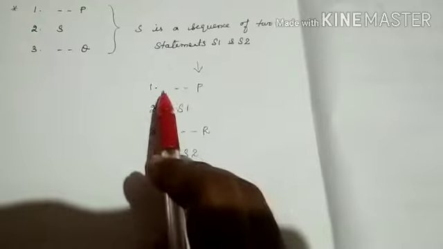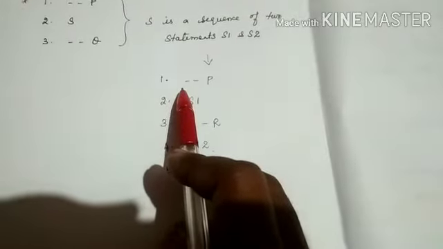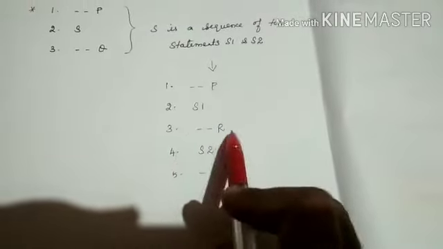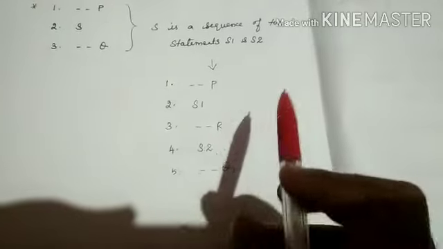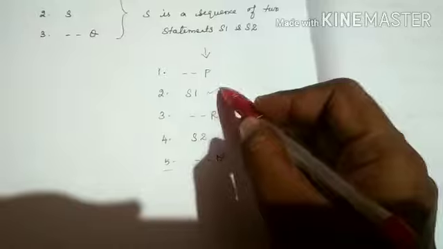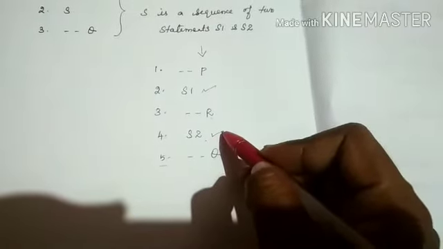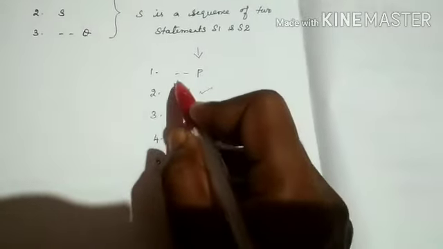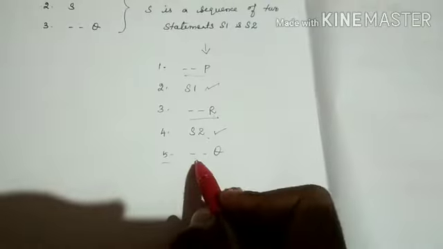This symbol is called a comment line. These statements are not executed by the computer. The computer executes only S1 and S2. These statements are user identification statements. These are all comment line statements.